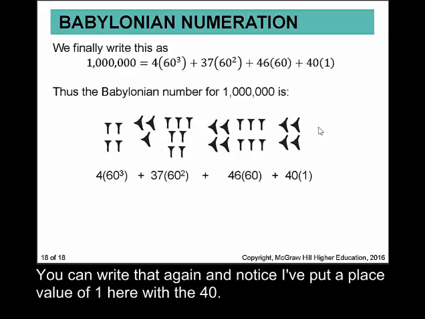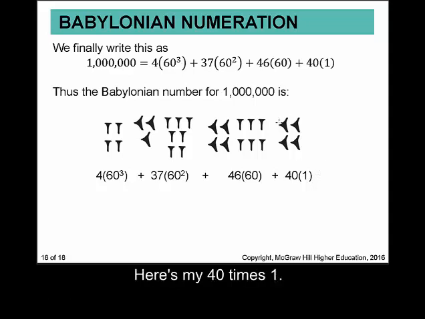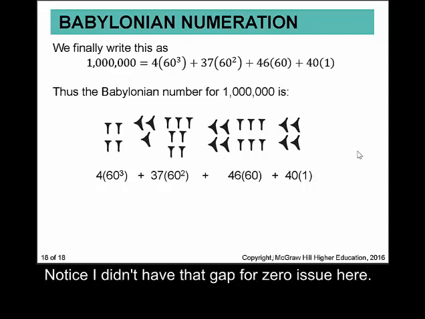You can write that again, and notice I've put a place value of 1 here with the 40, and therefore in Babylonian I write this whole thing like this. Here's my 40 times 1, here's my 46 times 60, here's my 37 times 60 squared, and here's my 4 times 60 cubed. Notice I didn't have that gap for 0 issue here.